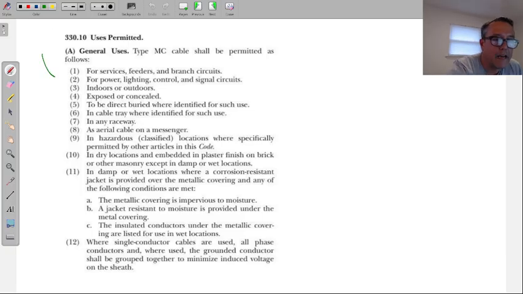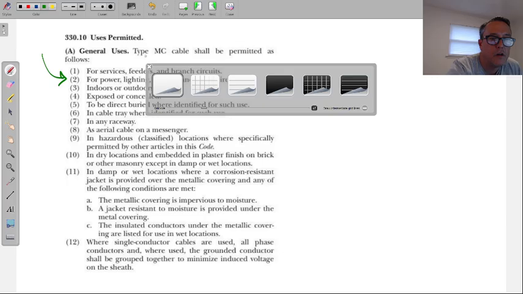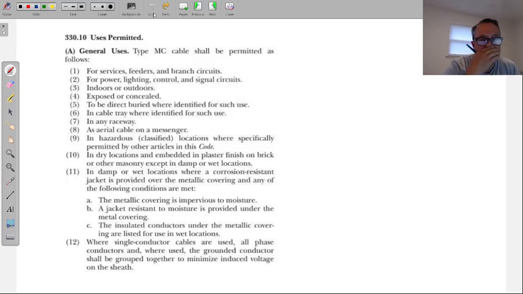So if you look at the uses permitted, we'll go through a couple of the ones. You don't have to memorize these. If I were to highlight, I would just highlight uses permitted, and maybe a couple that I think were important. And if a question comes up as far as, can I use MC cable here? I'd come to the uses permitted and see, yes, I can, no, I can't.